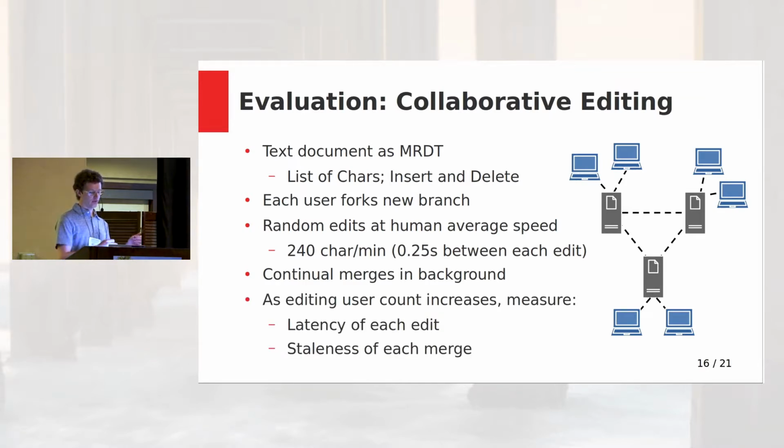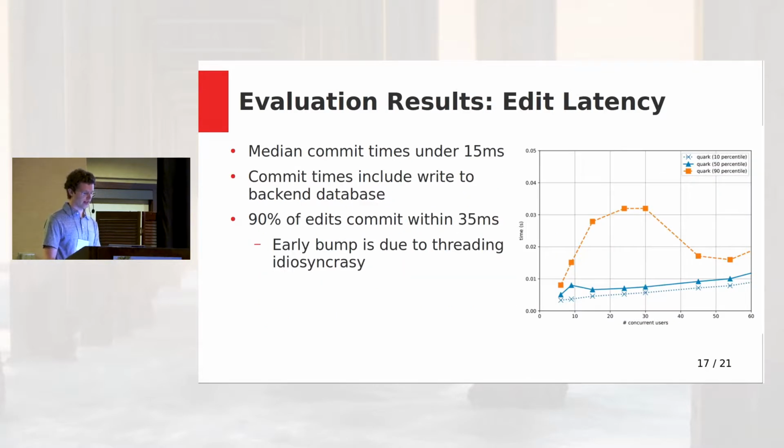And so for the experiment, we slowly increase the number of editors in this system. And as we do so, we measure the latency of the edits that are occurring and the staleness of the merges that are occurring. So these are our two measures. So we'll first look at latency. So latency, as we expect, is very low. Most edits take under 35 milliseconds because they're not depending on any communication with the other replicas. It's just a matter of writing to the database.